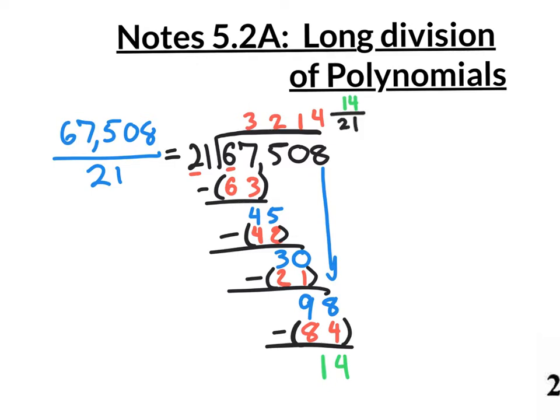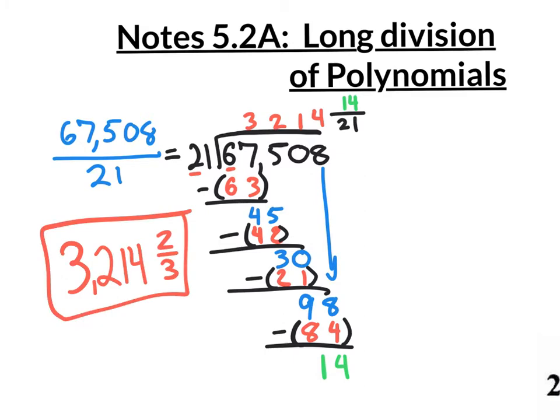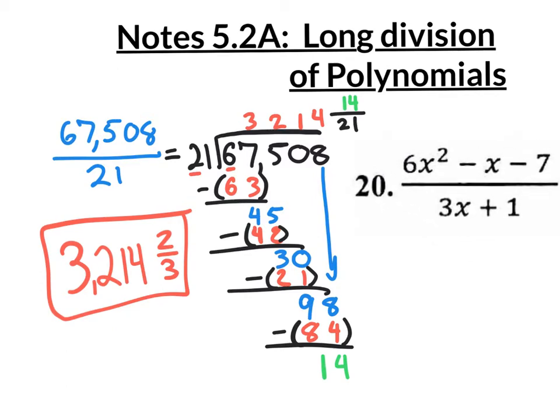Now, if you could reduce the fraction, please do so. And in this case, we can. 14 over 21, you could reduce both by 7, giving you a final answer of 3,214 and 2/3, right? If you reduce by 7, 14 divided by 7 is 2, 21 divided by 7 is 3, so there's your final answer. That was a trip back to the 6th grade, right? Hopefully we remember that. Why? Because what we're doing today is the same exact thing, but with polynomials.